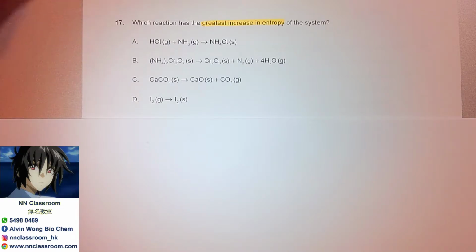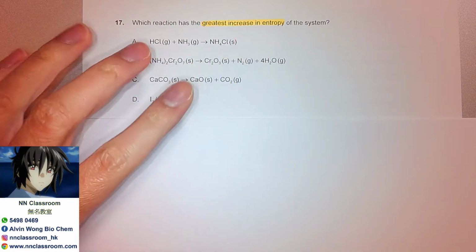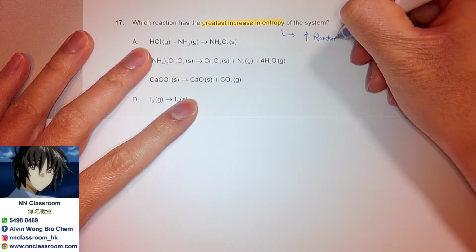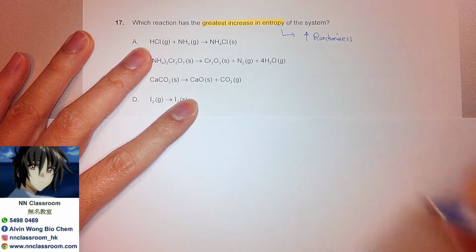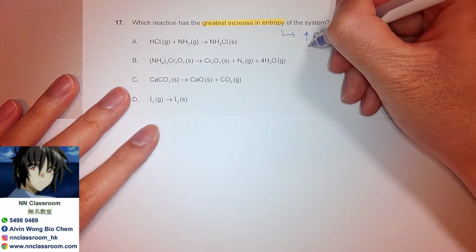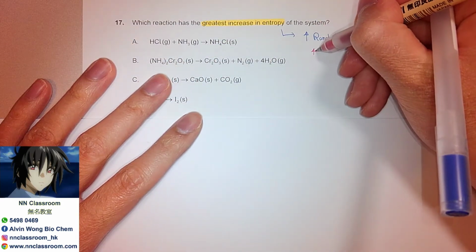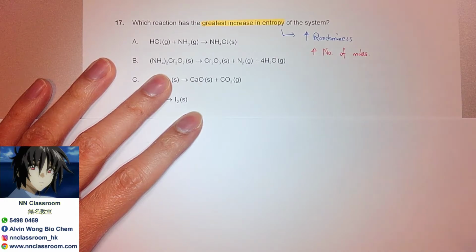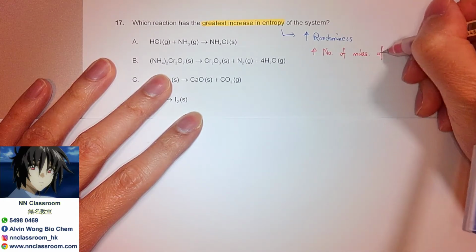First of all, mind you that what is meant by an increase in entropy is an increase in randomness. This is the key idea of what's meant by entropy change. A positive entropy change, or the greatest increase in entropy, means the situation is increasing in chaos, getting more random. And in terms of a reaction, what's meant by getting more chaos? It simply means an increase in the number of moles, particularly moles of gas.